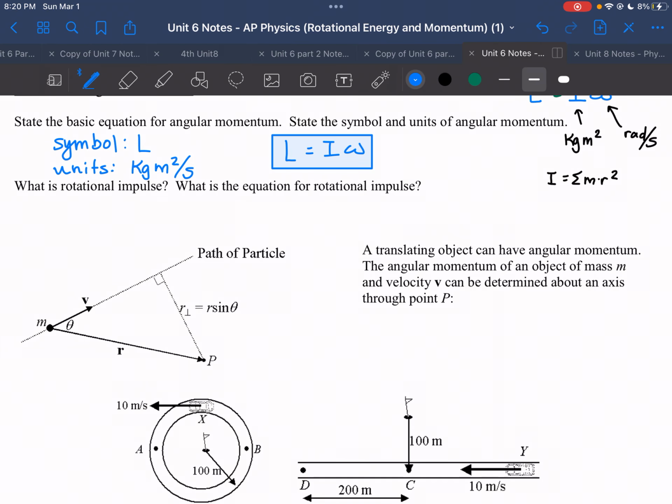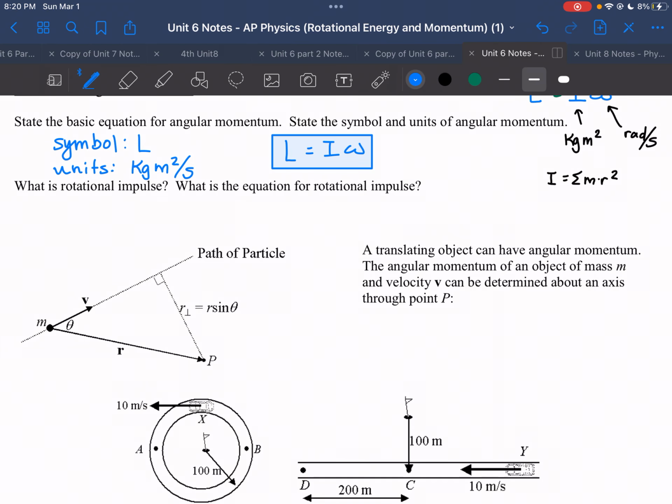So for rotational impulse, the symbol is typically just written as delta L. And the equation is torque times time. And when we're looking at the total, it would be the net torque that we're looking at here.